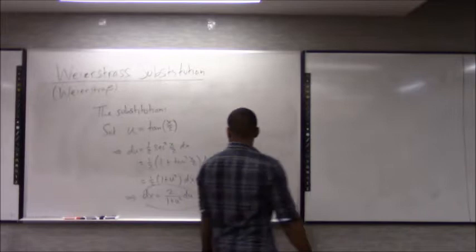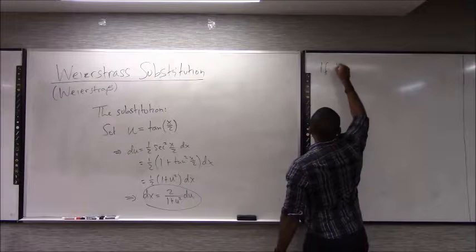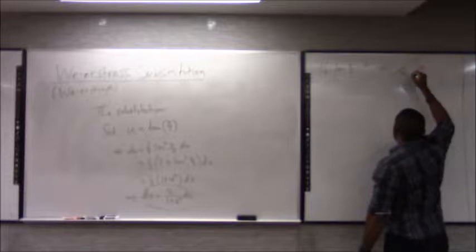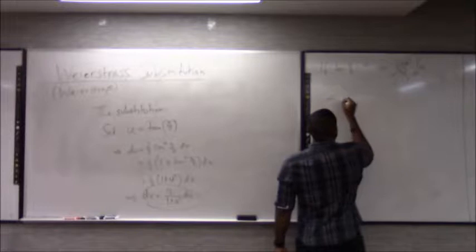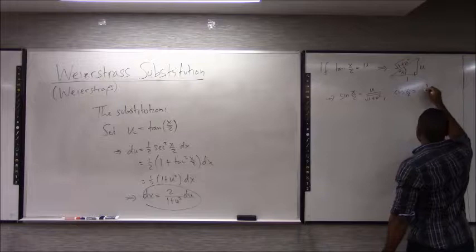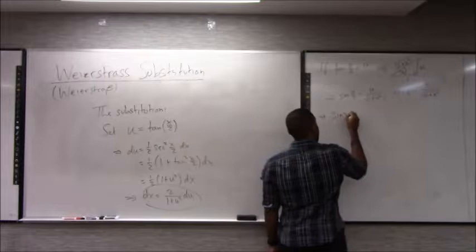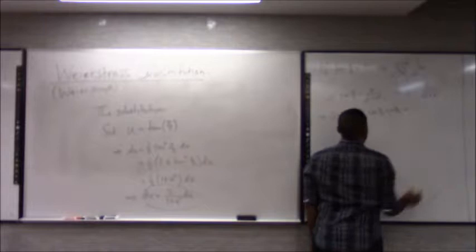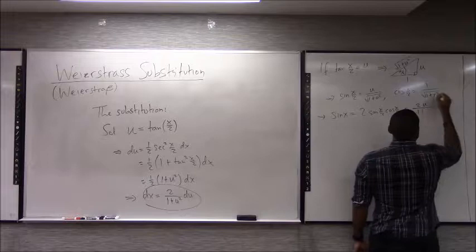And now let's look at the other trig functions. If tangent of x over 2 is u, you can set up a triangle with x over 2 as the angle. The opposite is u, the adjacent is 1, and the hypotenuse is the radical of 1 plus u squared. So the sine of x over 2 is opposite over hypotenuse, and the cosine of x over 2 is adjacent over hypotenuse. To find the sine of x, think of it as a double angle of x over 2. That's 2 times sine of x over 2 times cosine of x over 2, which gives you 2u over 1 plus u squared.